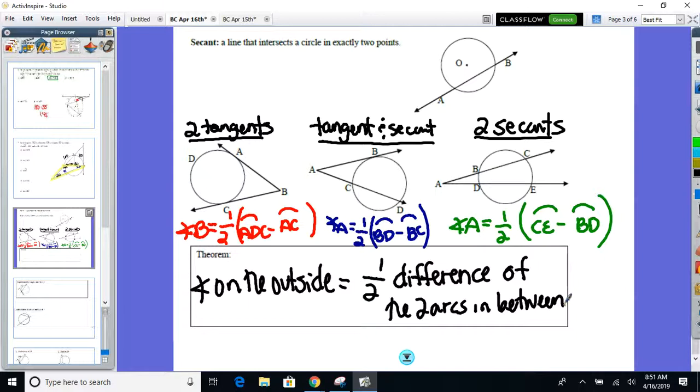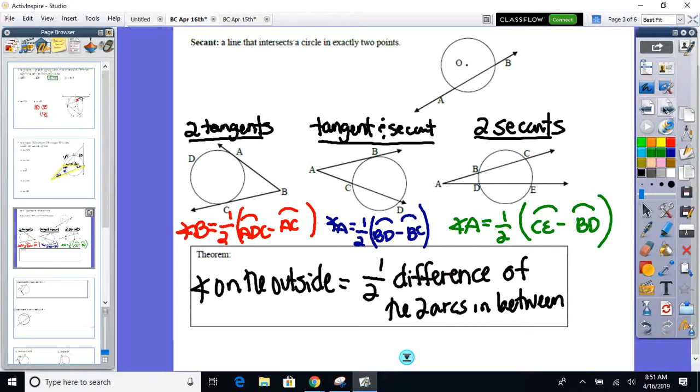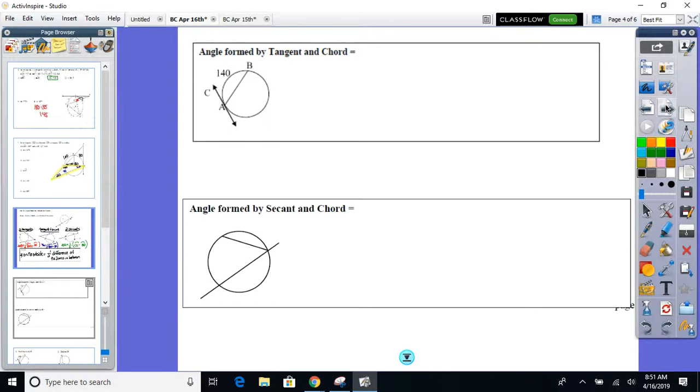All right, so I'm missing a couple combinations right now. I have two tangents. Yesterday was two chords. I have a tangent and a secant, and I have two secants. I'm missing a combination. The next combination is right there in front of you, and that's how to find an angle formed by a tangent and a chord. Yep.